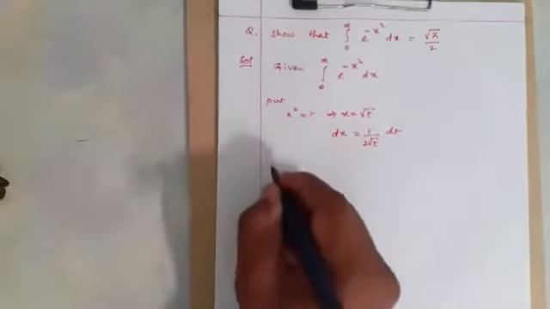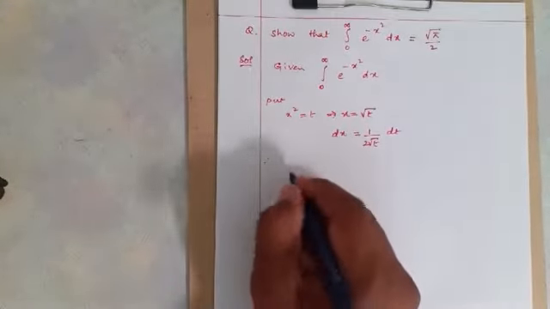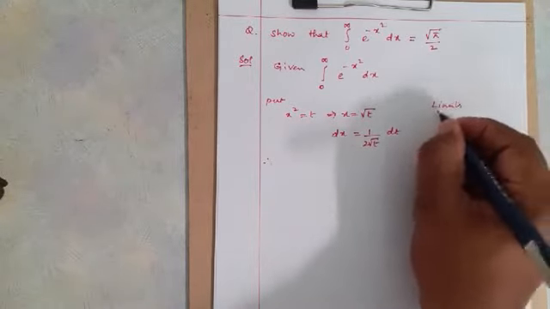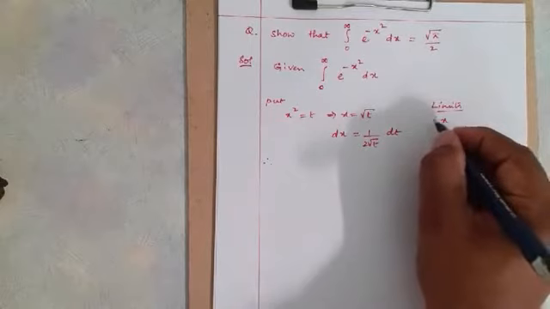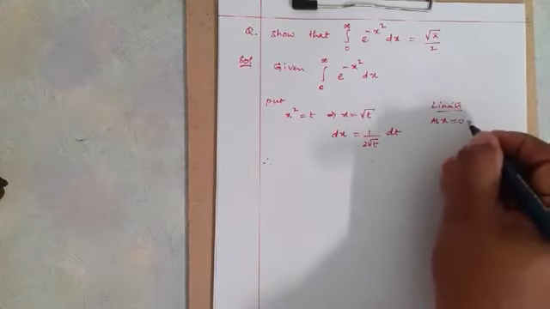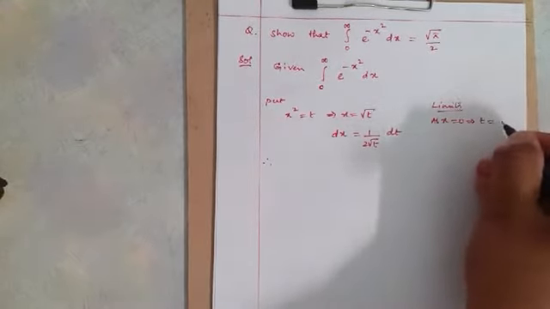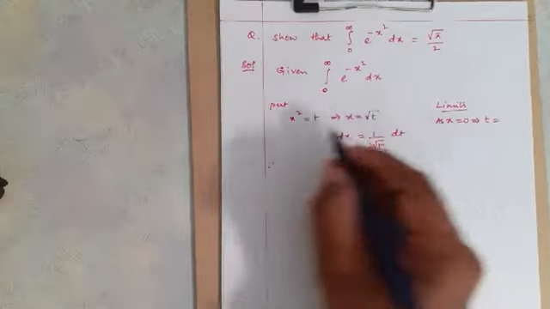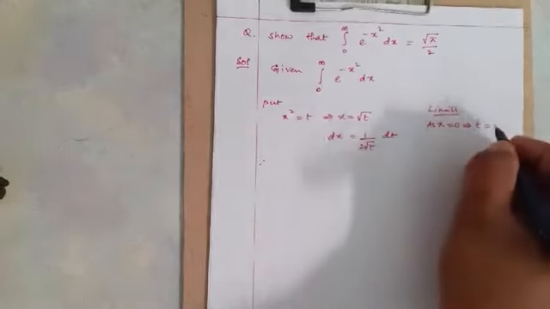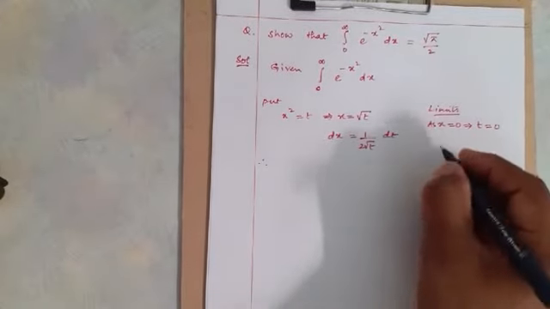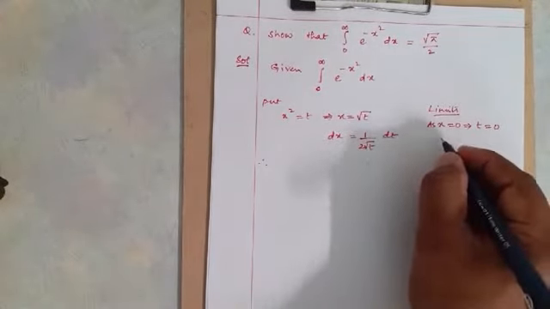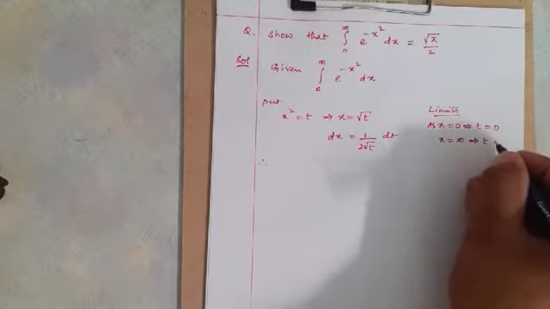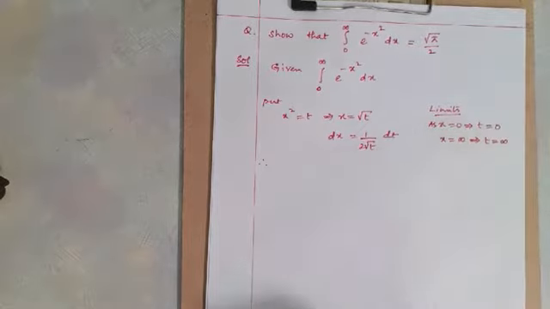Then after this, when you substitute in the given, let us take the limits here. As x is equal to 0, putting x equal to 0 in this place, t is equal to 0. Then when x is equal to infinity, t is equal to infinity.